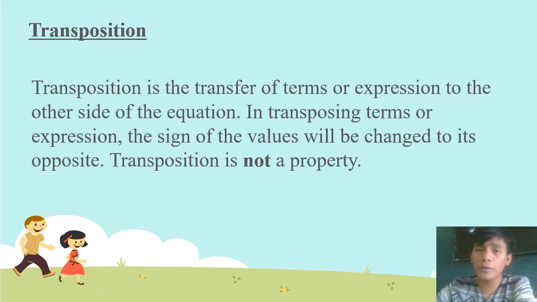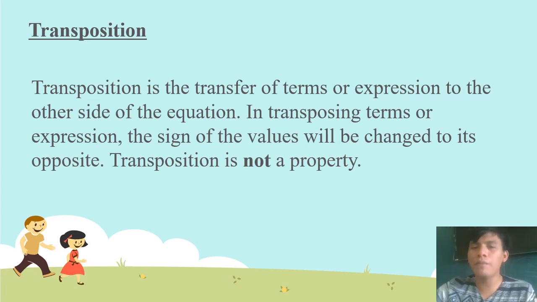Let's go on to transposition. Transposition is the transfer of terms or expression to the other side. It's either going to the left or going to the right. When transposing terms or expressions, the sign of the values will be changed to its opposite. Transposition is not a property. Please take note of that. Again, transposition is not a property. When you transpose a negative to the other side, it will turn to a positive number.